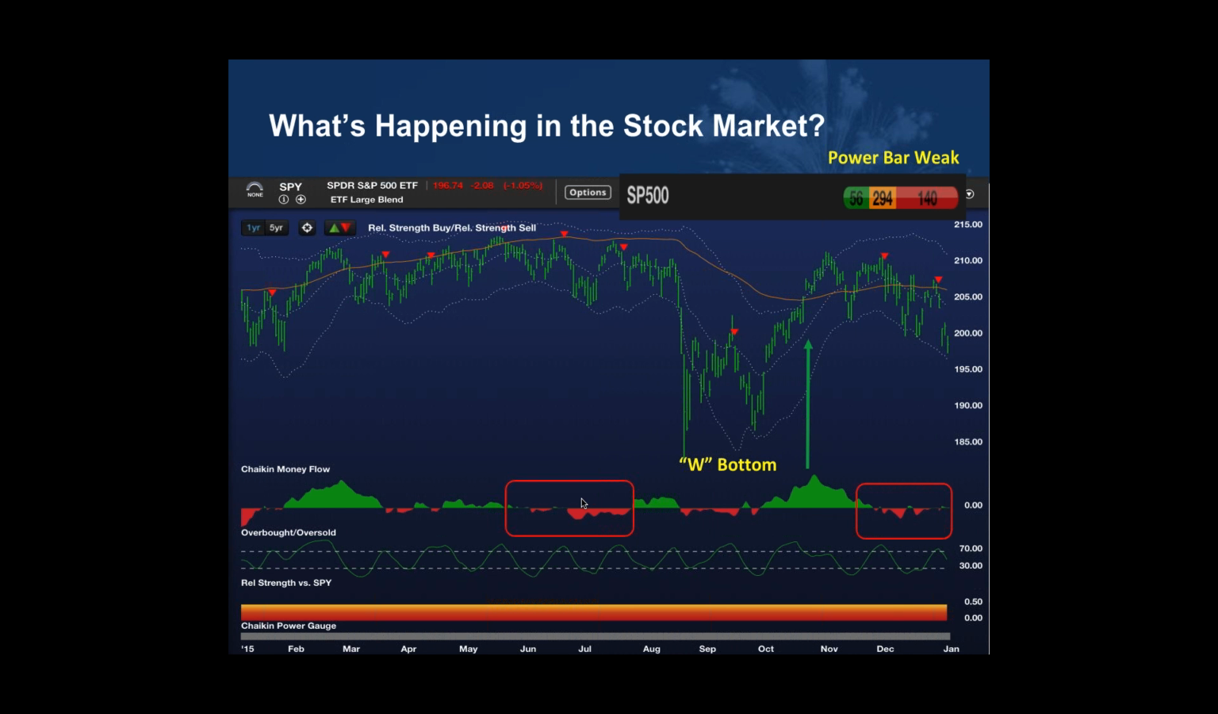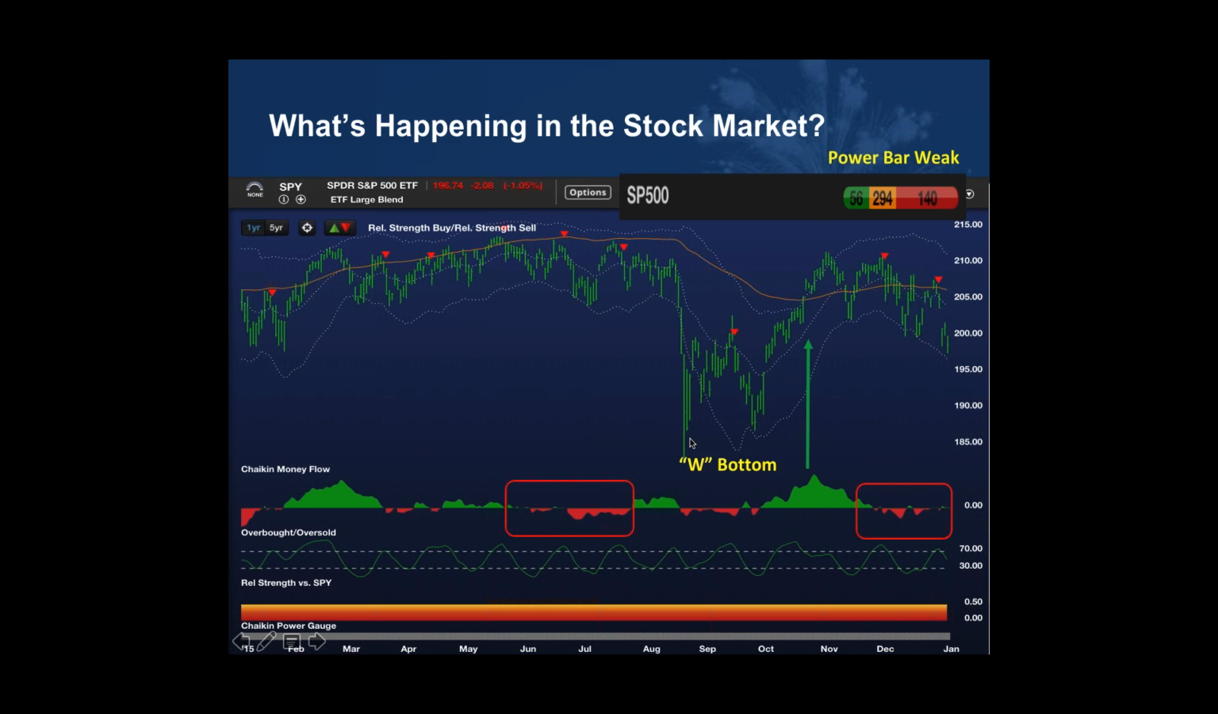We made that W bottom. Notice that at the middle of the W, money flow, even though we rallied 6.62% of the previous decline, money flow again stayed negative. This was some short covering, some wishful thinking. The institutions did not participate in that rally in a meaningful way. Then we came back down.